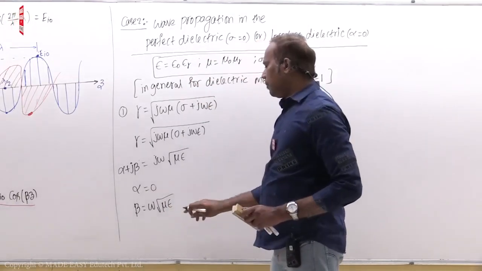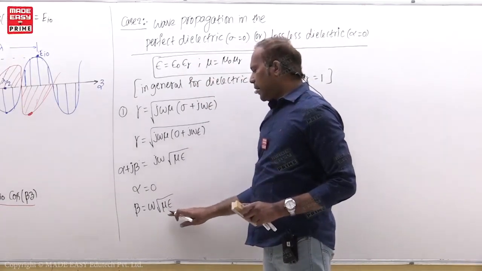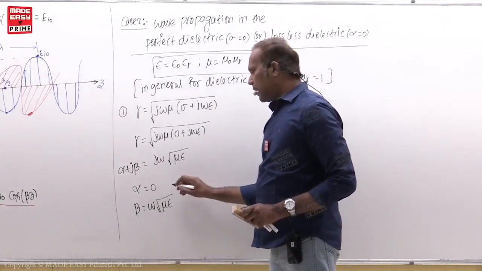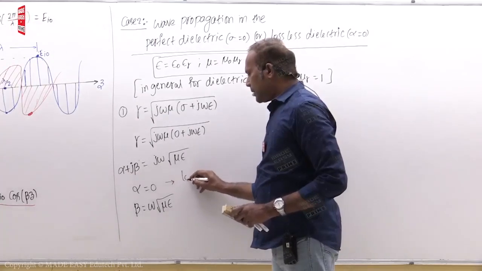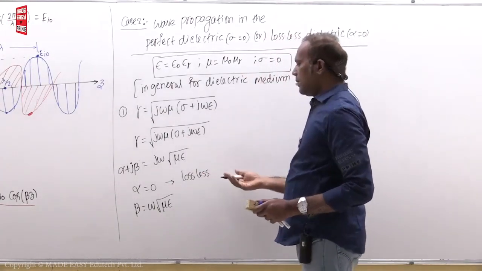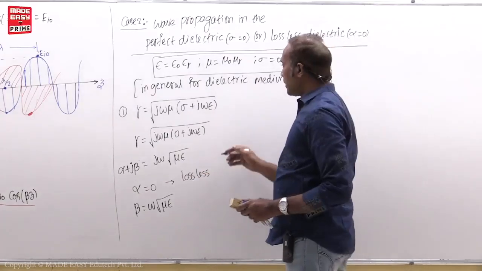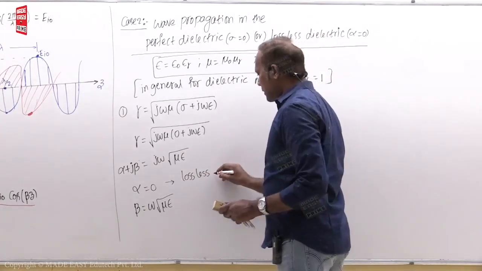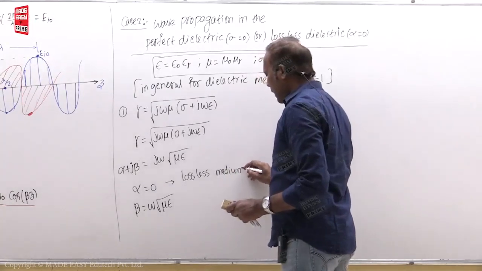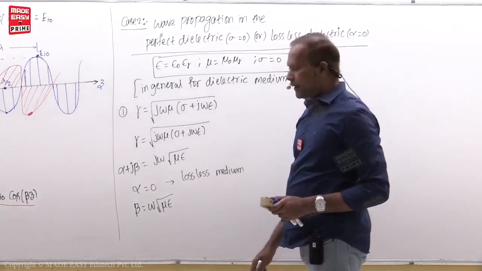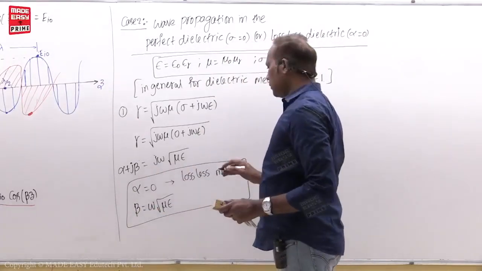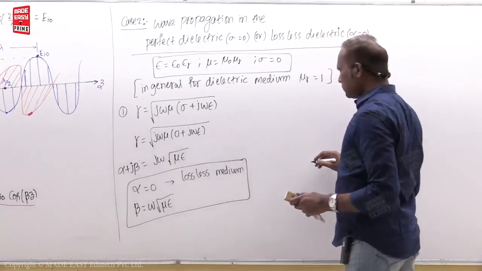For air medium, you get mu naught and epsilon naught. For dielectric medium, mu naught into mu r, epsilon naught into epsilon r. Anyway, alpha 0 means it is lossless. That is why no loss is there, and that is why it is called lossless dielectric. So it is a lossless medium, or otherwise there is no attenuation. This you have to remember.